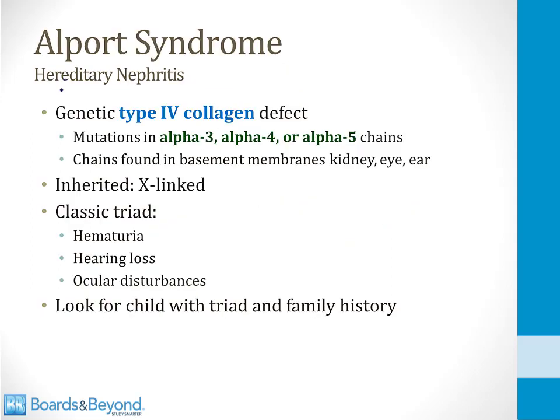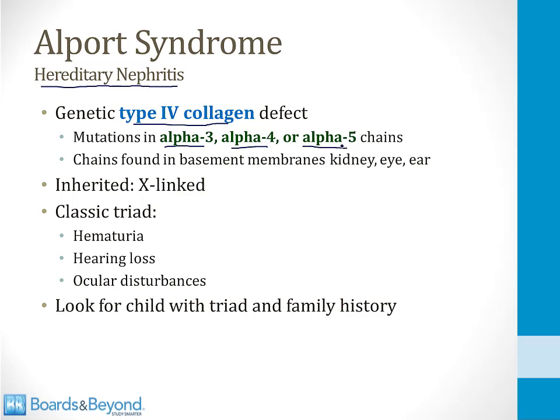Our final cause of the nephritic syndrome is very rare. It's called Alport syndrome. It's also called hereditary nephritis. This is a genetic disorder that involves a type 4 collagen defect. Children born with this condition have genetic mutations in the genes that code for the alpha 3, alpha 4, or alpha 5 chains of type 4 collagen.